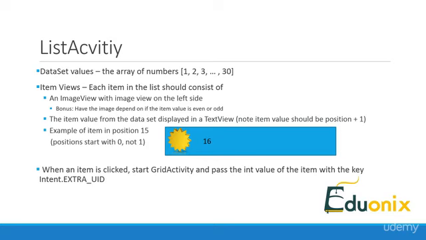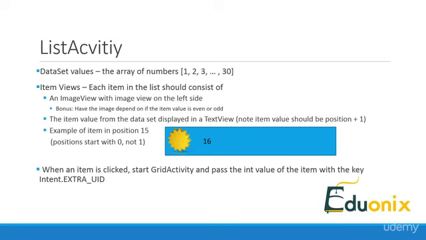To the right of the image view should be a text view containing the number for that appropriate item. Note that the number at 0 position is actually 1, so the number value should always be the position value plus 1. An example of the item in position 15 is shown here, with the number 16 as its value.